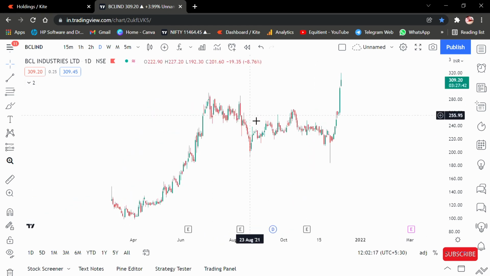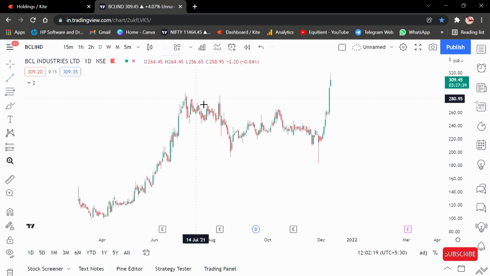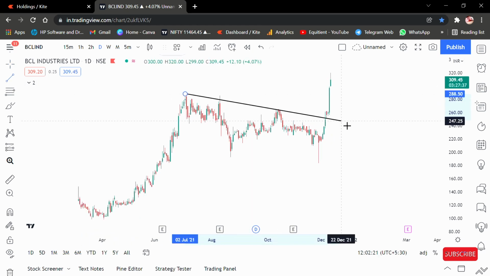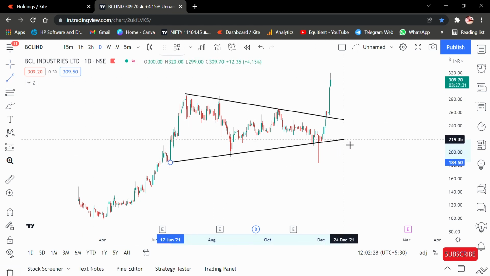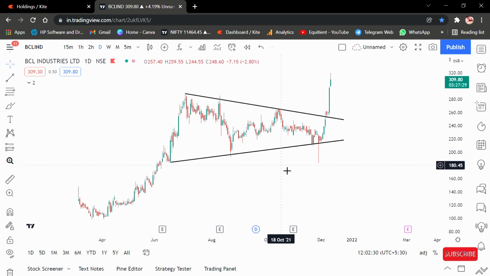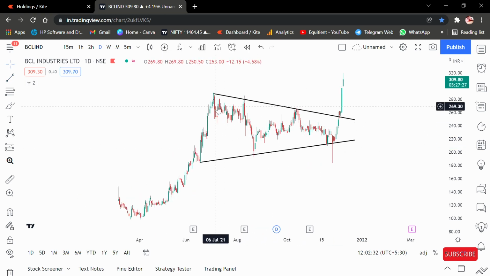Now this is the daily time frame. If you draw a resistance line, let me draw. So this is a resistance line and this is a support line. So basically it looks like a triangle pattern, and it was trading in a triangle pattern for quite some time, like from July to December, almost 5 to 6 months, and finally it has given a breakout here, right?